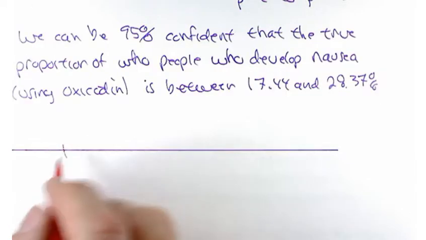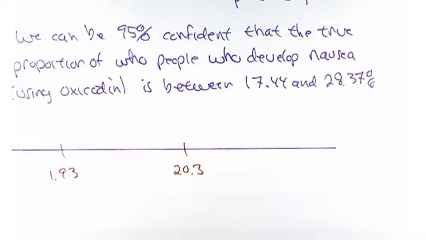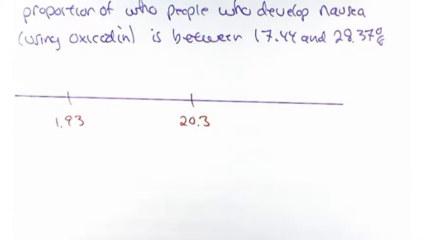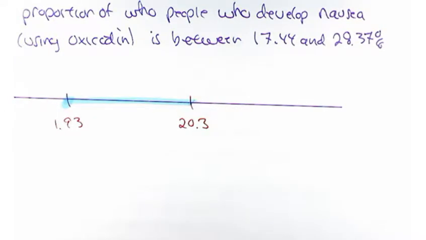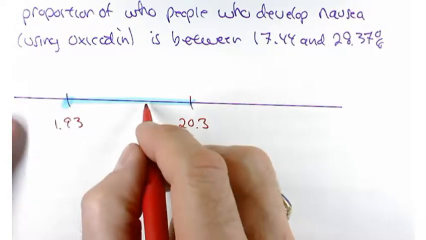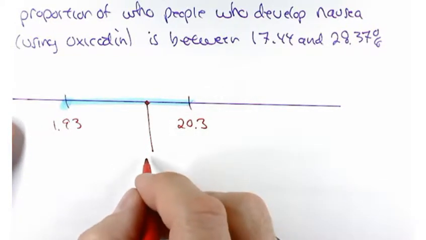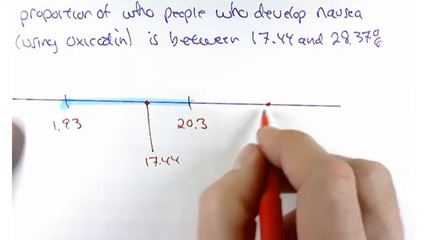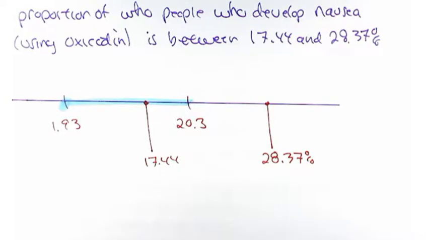So let me put some numbers down on a number line. 1.93% and 20.3%. That's our confidence interval for the people who develop nausea while taking a placebo. So somewhere in here. And then there was our confidence interval for the people who got oxycodone. That was somewhere between 17.44% and 28.37%. So that interval's here.